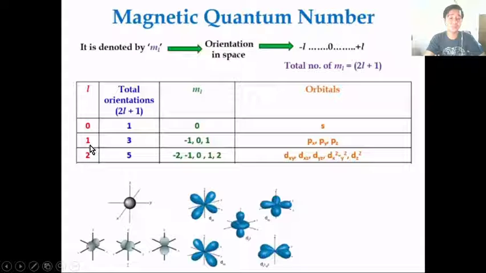So we know that the orbital designation of 1 is actually p. So how many orientations? 3. So this one, 1, 2, 3 orientations. So that's how the orientation looks like. And if the value of L is 2, what's the total orientation? 5. So D, 1, 2, 3, 4, 5. So it's 5 orientations, which are dxy, dxz, dyz, dx squared minus y squared, and dz squared. So that is the orientation or the position of the atomic orbital.